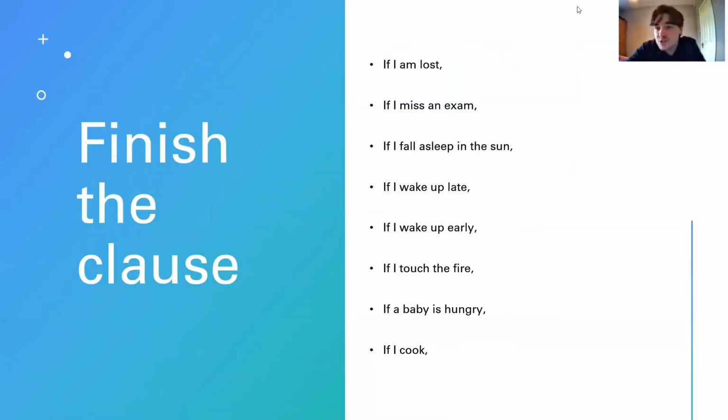Here I have some clauses that I would like you to complete. If you want, pause the video, take your time, and finish these sentences. For example, the first one, if I am lost. What is something that you will always do if you are lost? If I am lost, I ask for directions. If I am lost, I use Google Maps. If I am lost, I call my friend.